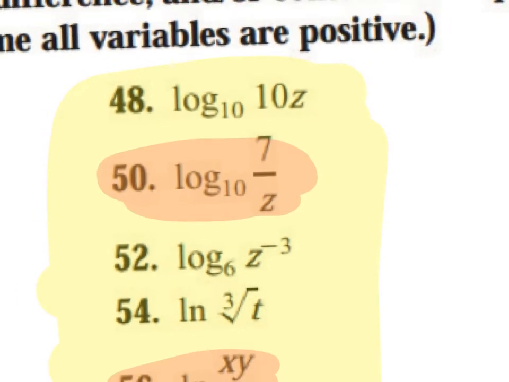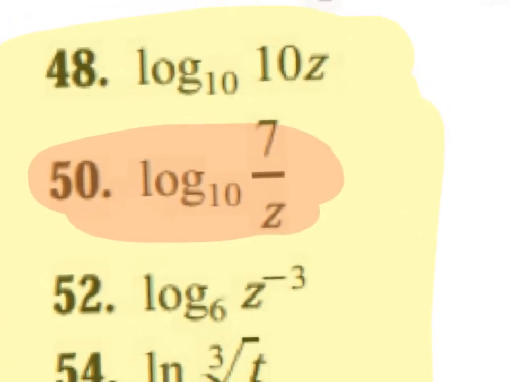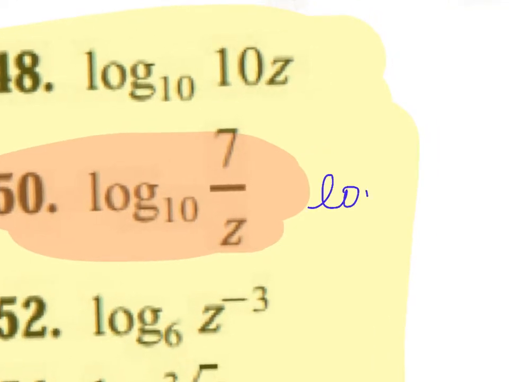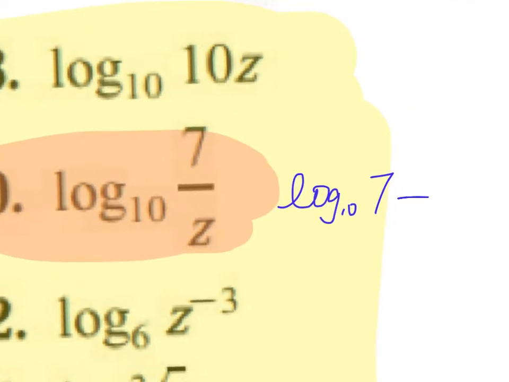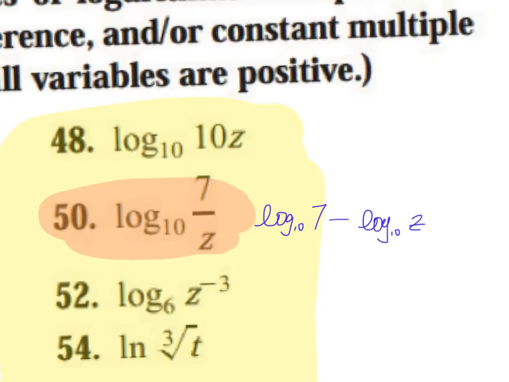They're going to be at the beginning, you're going to have problems where you have to condense and expand, okay? Expand means to make bigger, condense means to do what? Make smaller. So if I have something like number 50, I see a division sign, yes? What does division go with? Subtraction. So this is already smushed together. We're going to pull it apart. So if I was going to pull this apart, I'd have log base 10 of 7. Then I'll write minus log base 10 of z. That's it.